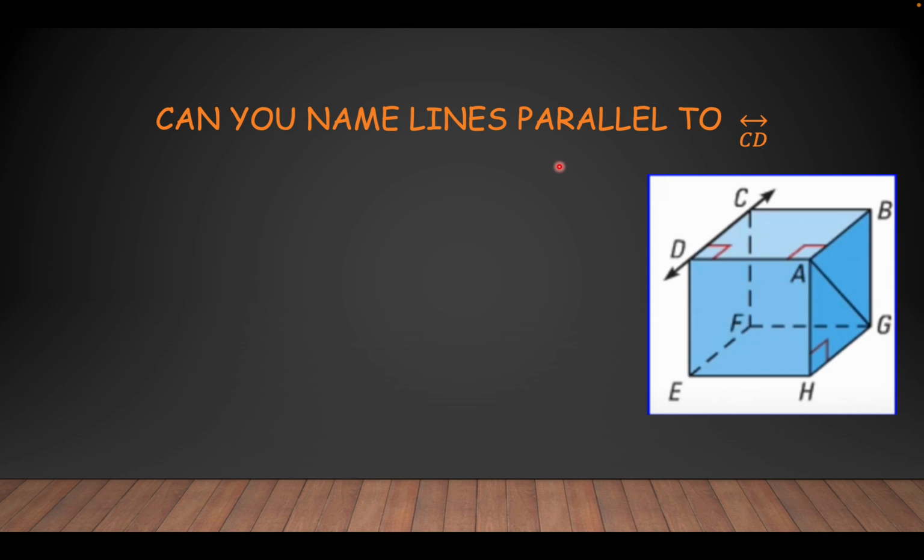First example, can you name lines parallel to line CD? In order for a line to be parallel, it has to be in the same plane. A plane is a flat figure, such as DCEF. This would be a plane, and the line across from it that would be parallel would be line EF. If we think of another plane, I can connect the top portion in which line AB would be parallel.